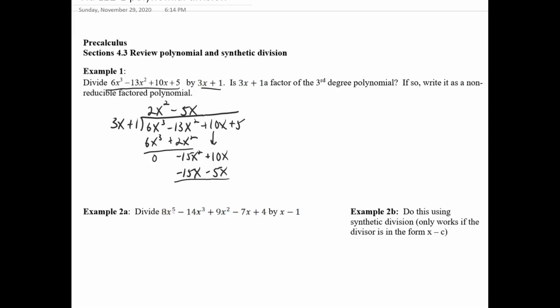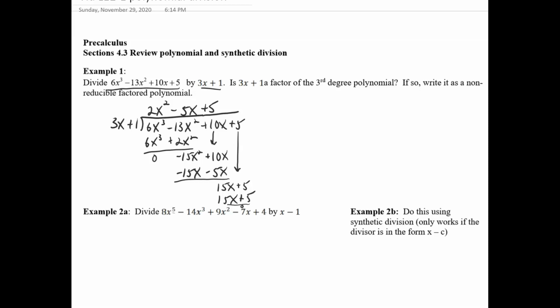Okay, and this is where a lot of students will make a mistake. Subtract here. Don't forget you're subtracting. So 10 minus negative 5 is actually adding. It's 15x. And then we carry down the 5, plus 5. And then we do the same thing again, and this time we're adding 5. And we multiply 5 times 3x, we get 15x. 5 times 1, we get 5. And this time, when we subtract, we get 0. So that means there is no remainder.